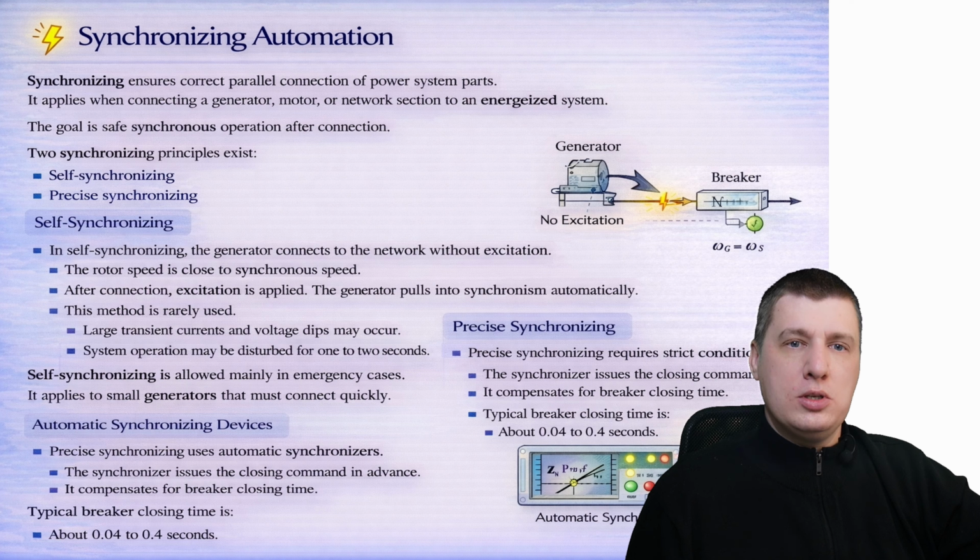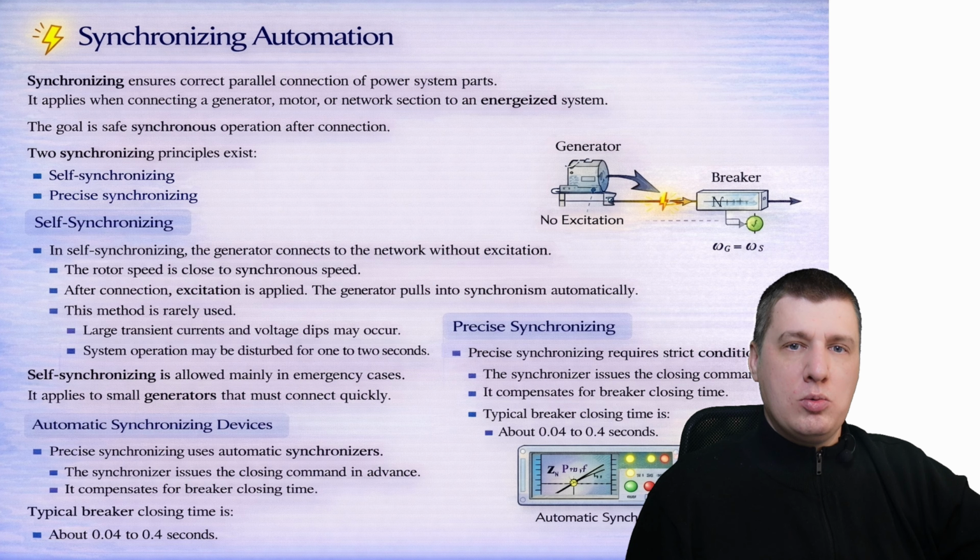Large transient current and voltage dips may occur. System operation may be disturbed for 1 or 2 seconds. Self-synchronization is allowed mainly in emergency cases. It applies to small generators that must connect quickly.